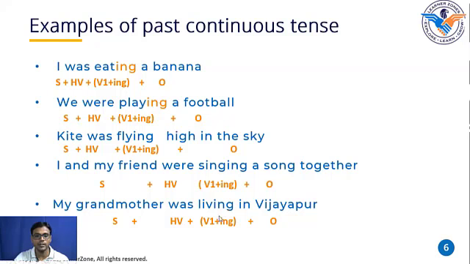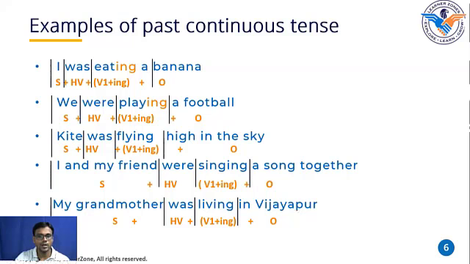Live, L-I-V-E, live, and adding ing to the first shape of the verb. In Vijaypur is an object. Okay, this is how the sentences can be broken down.